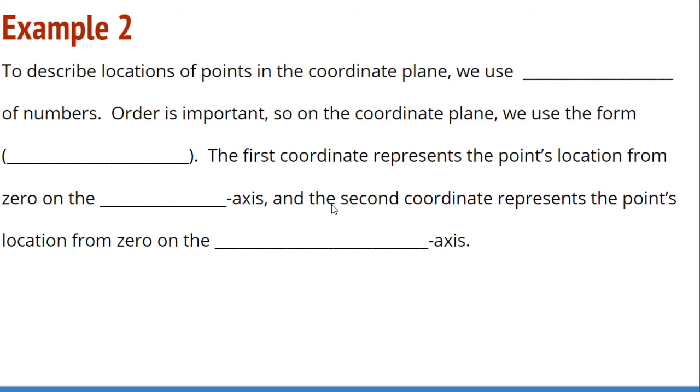To describe locations of points in the coordinate plane we use, think about this, what would we put inside of this blank? Hopefully you're thinking of the last lesson where we talked about how we use ordered pairs of numbers. Order is important, so on the coordinate plane we use the form x coordinate first and y coordinate second. And please notice that we use these parentheses around them to indicate that these are ordered pairs.